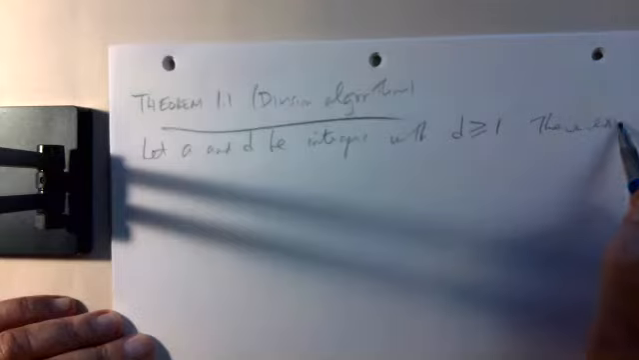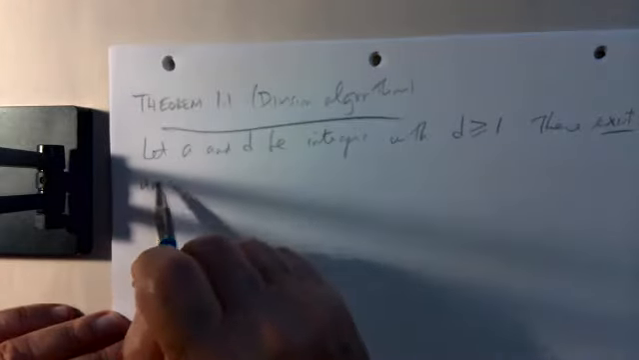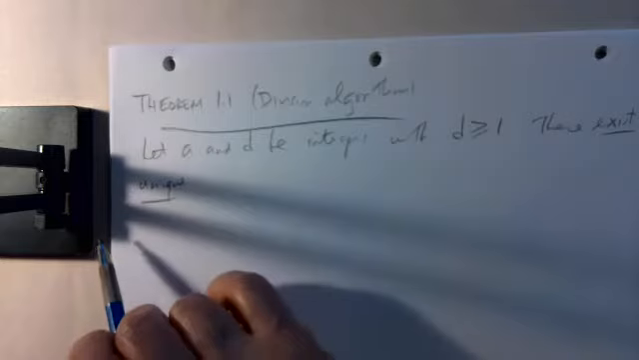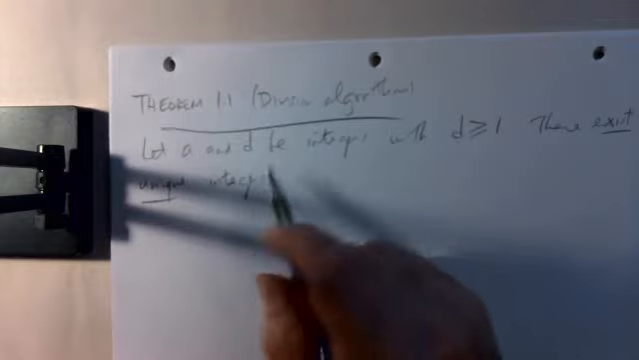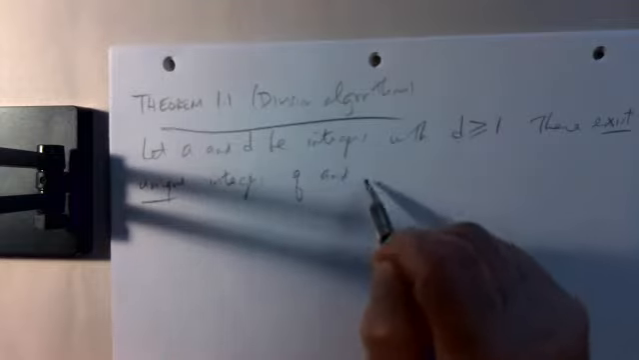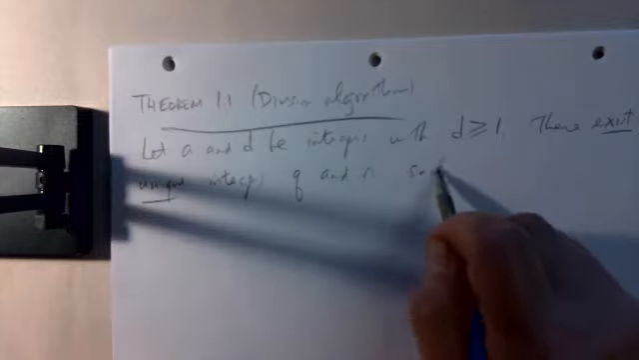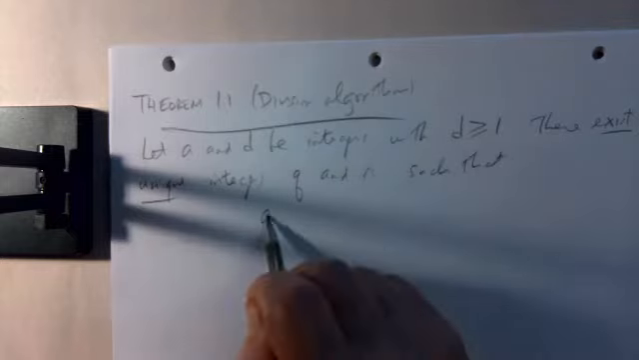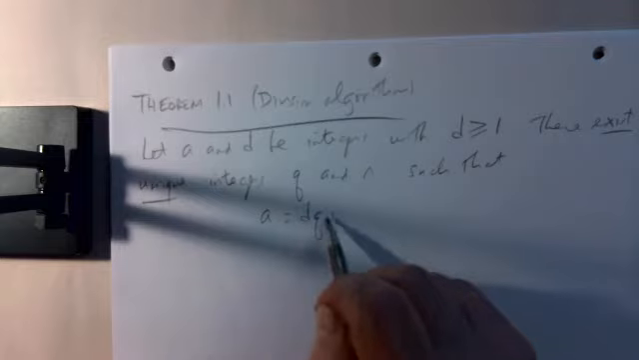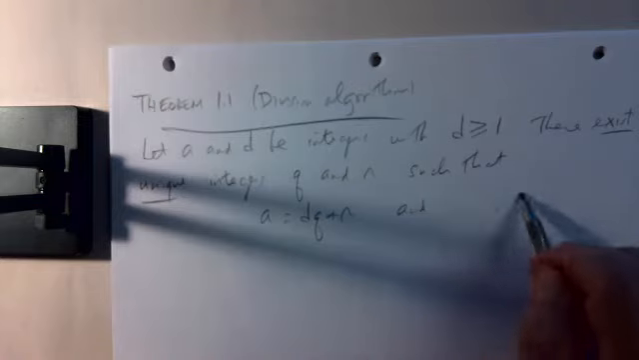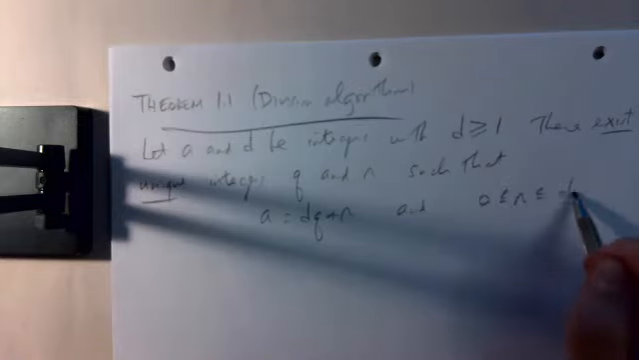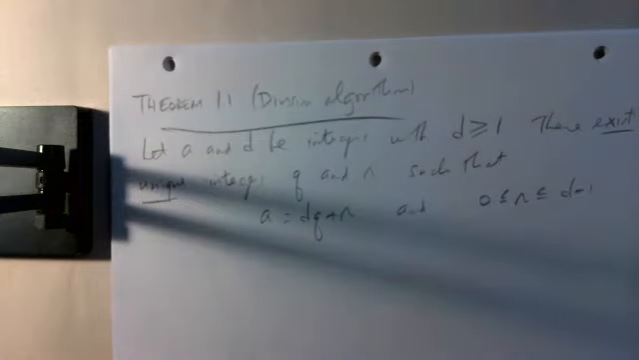There exist unique, so both of these words are important, existence and uniqueness. There exist unique integers Q and R such that A is DQ plus R, and R is between 0 and D minus 1. D is at least 1, so D minus 1 is non-negative.